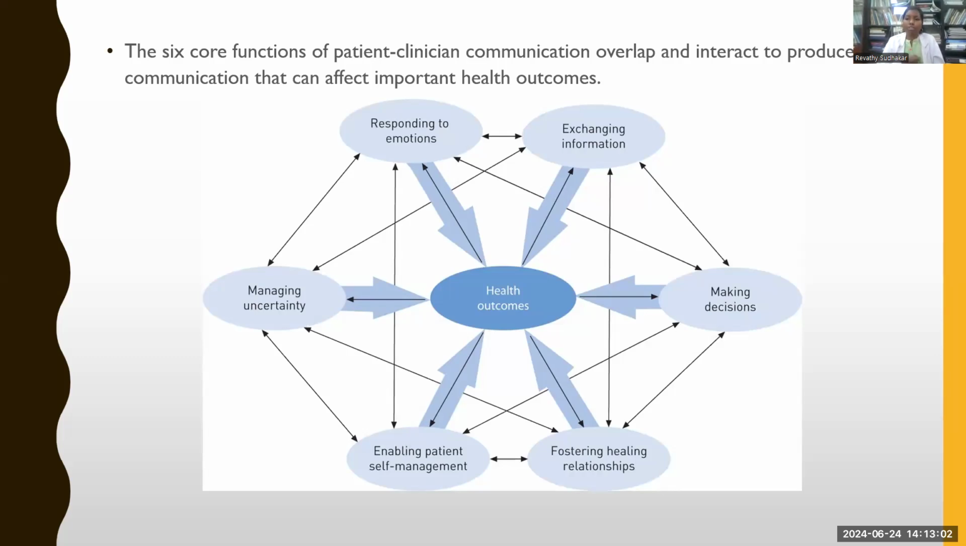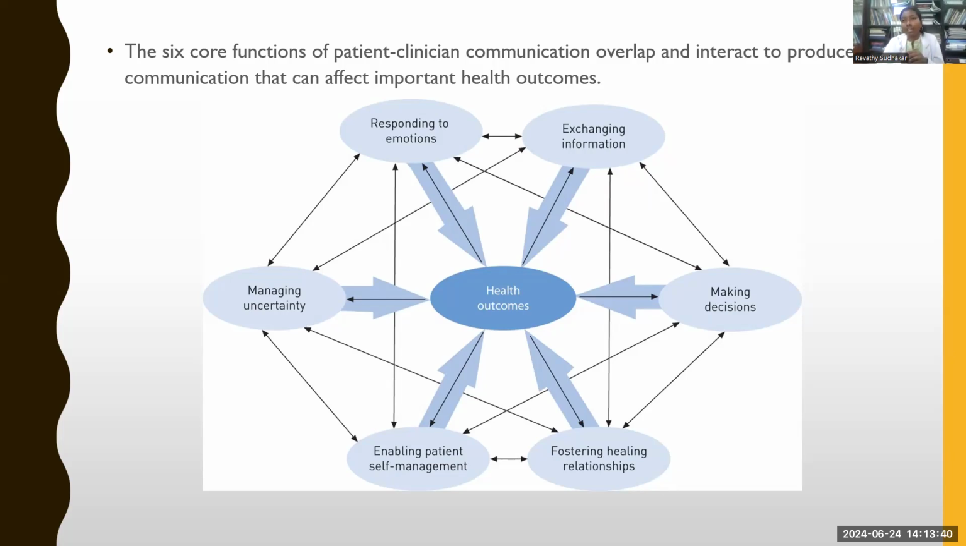The first component of clinician communication is that we are exchanging information. You're telling the patient what you've been diagnosed with, what the treatment is, and what we are going to do. The next component is making decisions. With information, you're either involving the patient or the family in the decision making, or you're telling them what you're going to do for the problem that has arisen. So we are making decisions in an interactive manner.